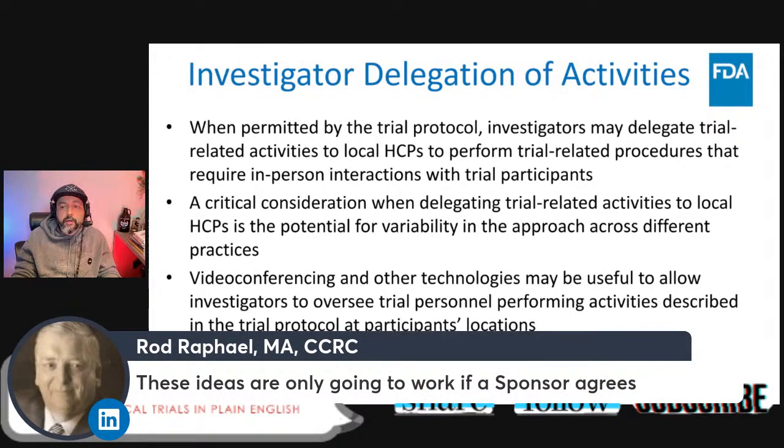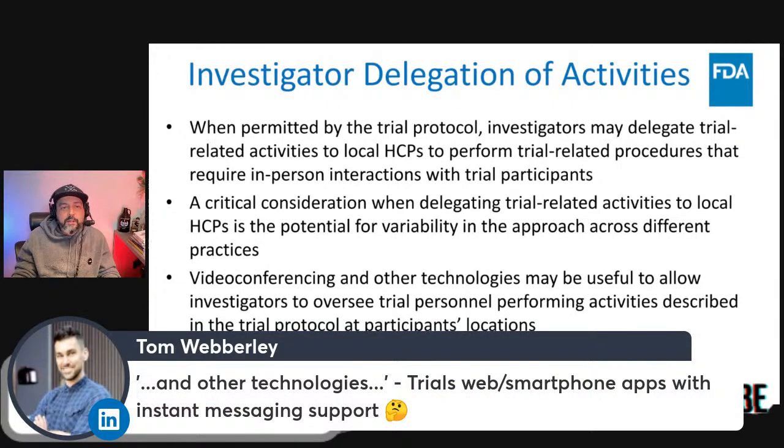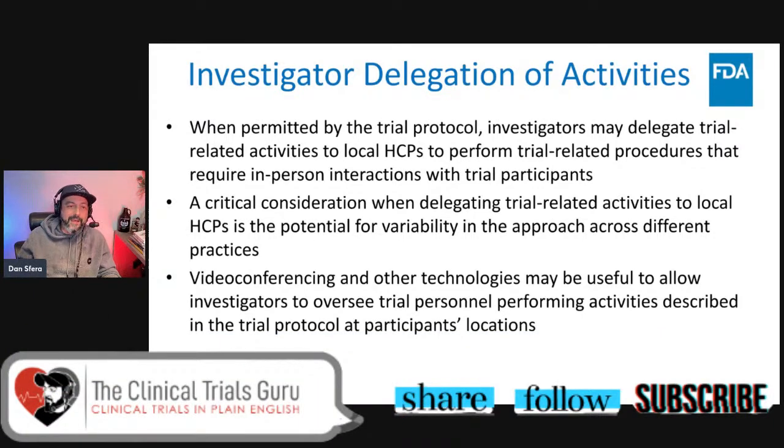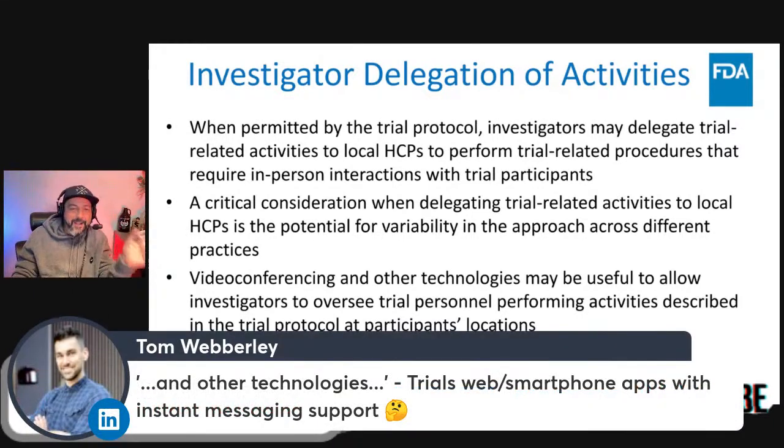These ideas are only going to work if a sponsor agrees. It says, and other technologies, trial web or smartphone apps with instant messaging support. Yikes. Wait till the AEs start coming in on the instant messaging support and they go to some vendor, and then the vendor emails the coordinator in the morning, basically pages of conversations.